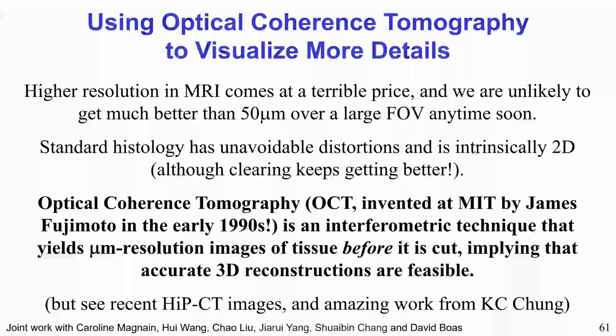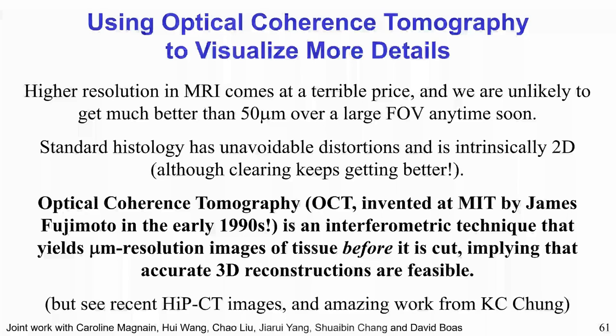And it's because resolution comes at such a terrible price in MR, right? We halve our voxel sizes, we get 1/8 of the signal from the voxel, and then we have to scan 64 times as long in order to recover that SNR, because SNR goes as the square root of time. And so we can push the resolution of the MR, and we have, but we're unlikely to get down to a resolution where we see things like neurons or small fascicles.